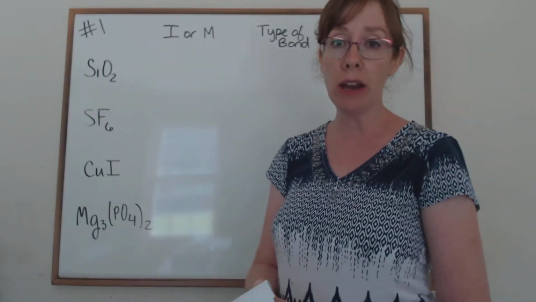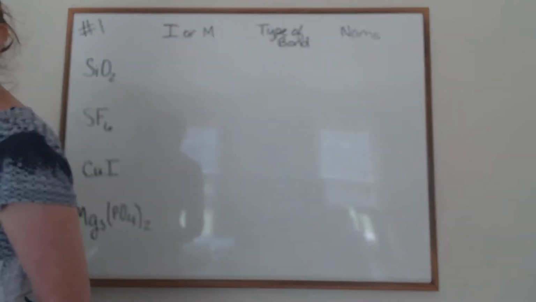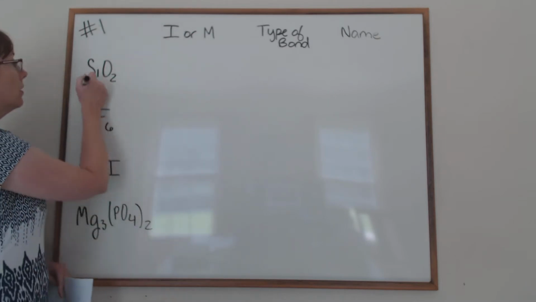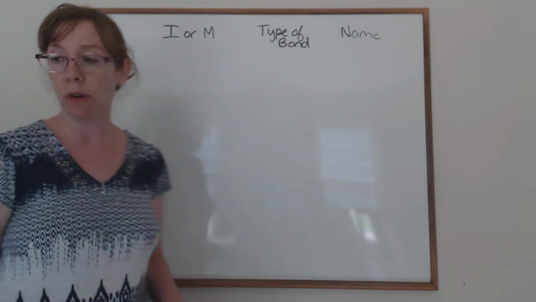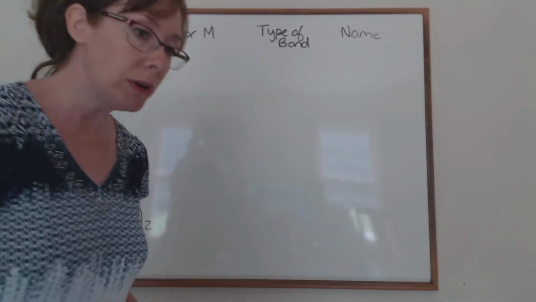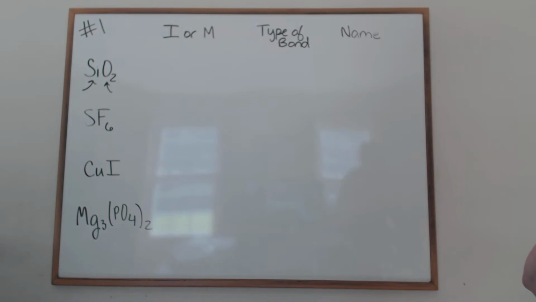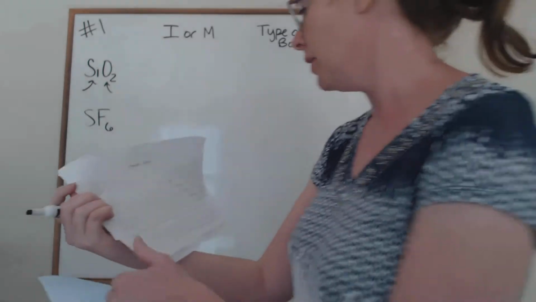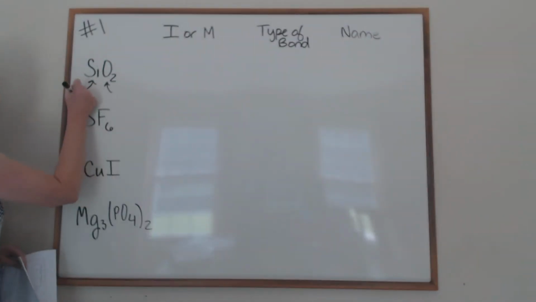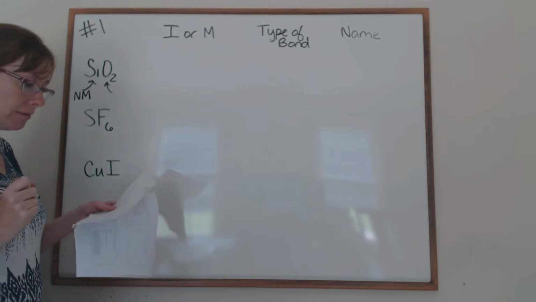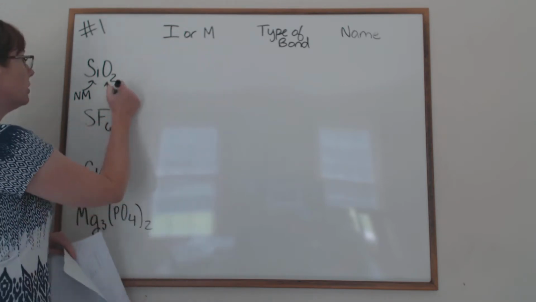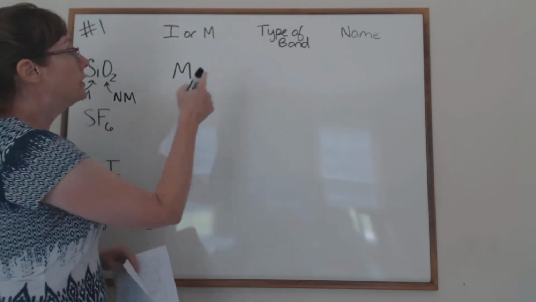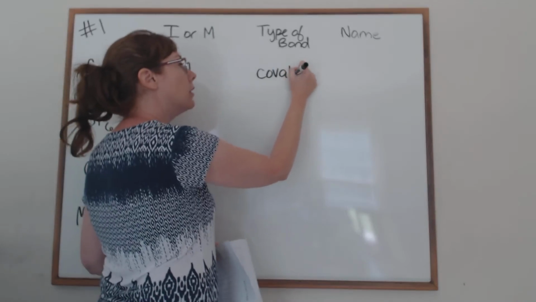So to figure out ionic or molecular, you're going to look at all the atoms that are in the compound and identify whether they are metals or nonmetals. You're going to be using a periodic table. Let me grab mine. You should know by now how to identify a metal versus a nonmetal. So silicon is a nonmetal to the right of the zigzag line, as is oxygen, and therefore this is a molecular compound, and it would contain a covalent bond.